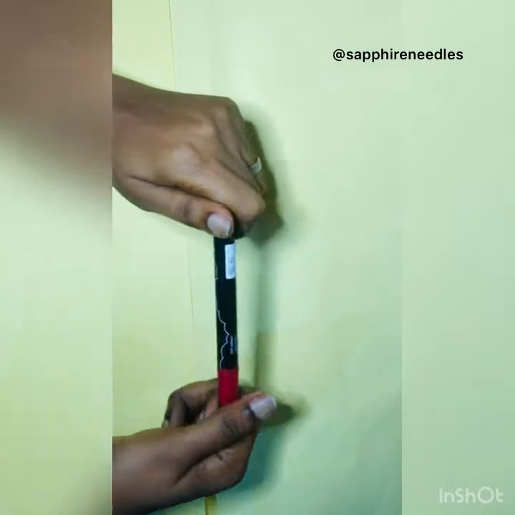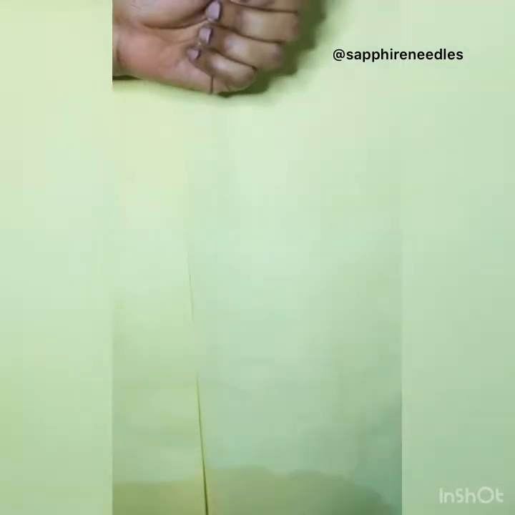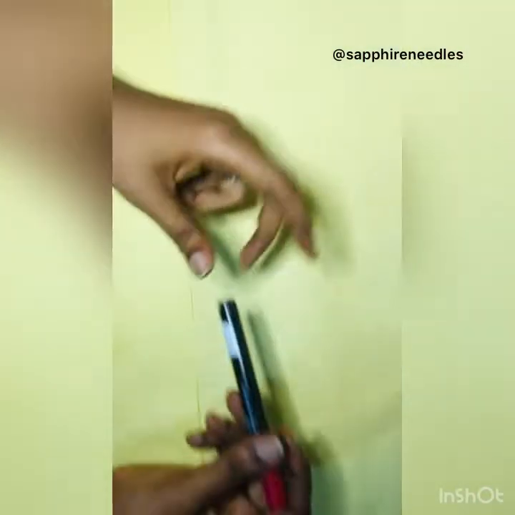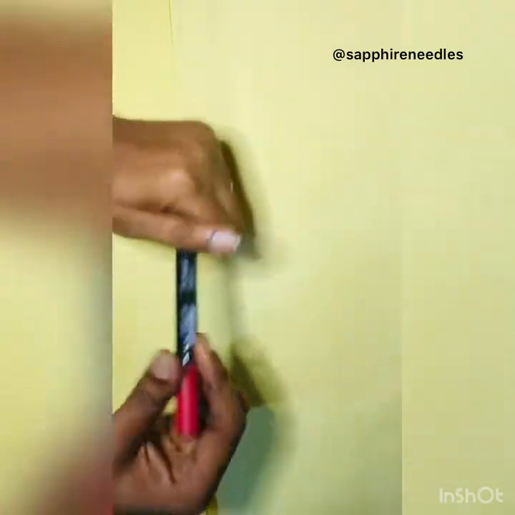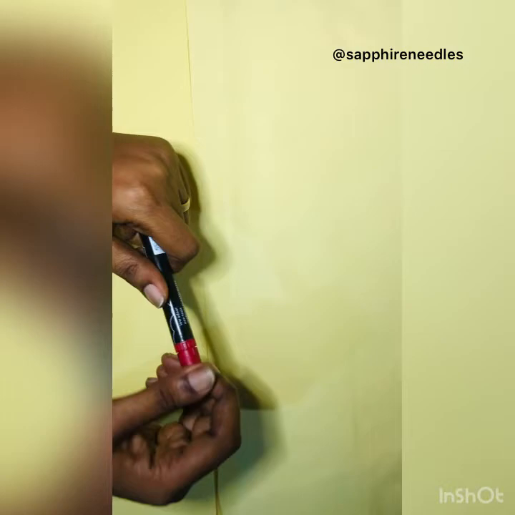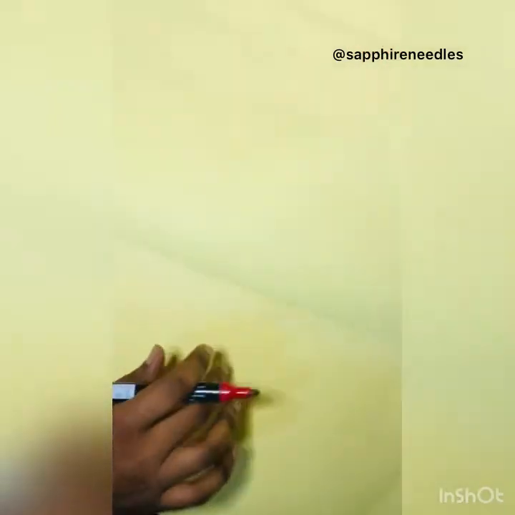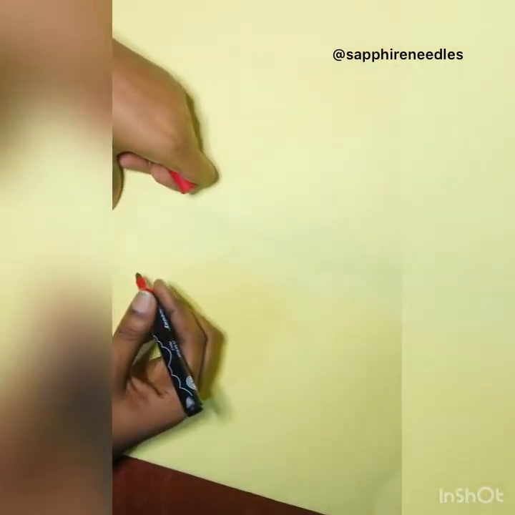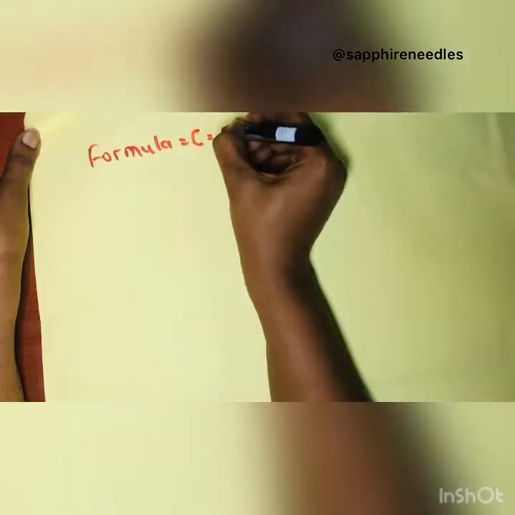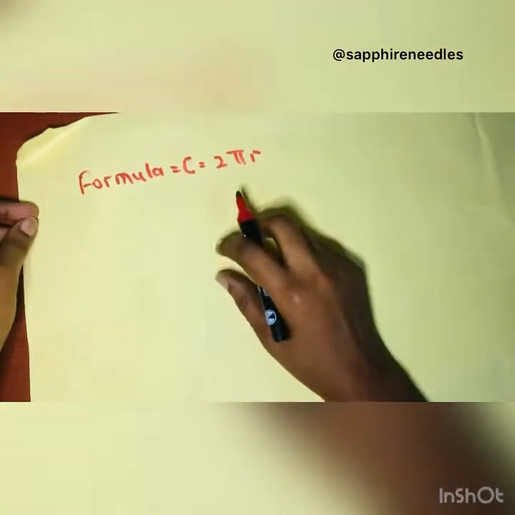Today we'll be talking about the calculation of the radius of a circle. Now when we get close, we know that most of these calculations have formulas. So let's say the formula for finding the radius of a circle is C equals 2 pi r. Now we're going to break this down.